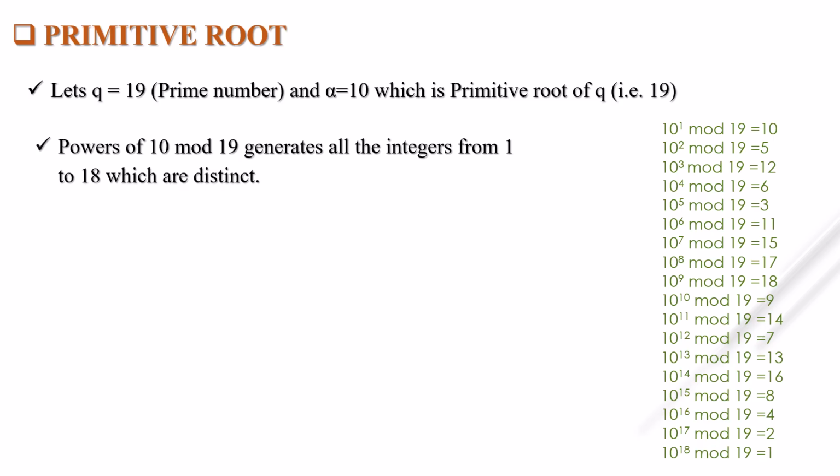Let's see another example. Why am I taking this example of primitive root? Because in ElGamal digital signature we are taking alpha equal to 10 and q equal to 19, which is our prime number. So I can say 10 is a primitive root of 19 because 10 raised to 1 mod 19 up to 10 raised to q minus 1, that is 18 mod 19, all the answers are distinct and from 1 to 18. You can see here.